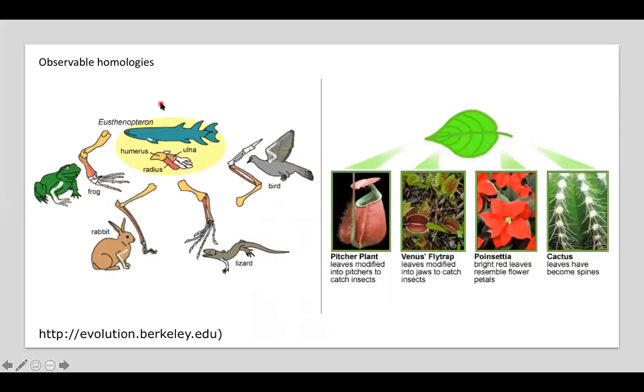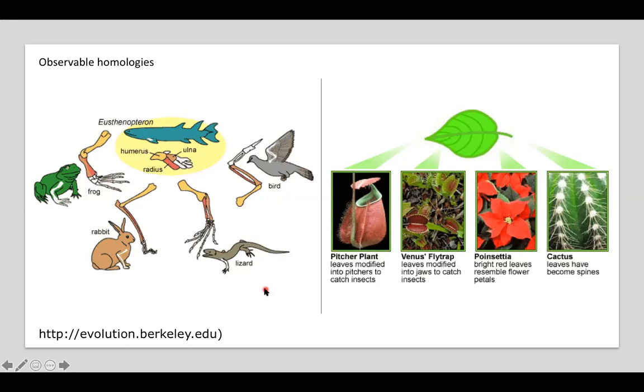He looked at animals and he said, right, here we have a bunch of animals. What do they have in common? Well, they've all got a backbone. They're all chordata. They all have this spinal column. What else do they have in common? Well, they all appear to have 4 limbs. They're tetrapods. Okay, so fish, frogs, rabbits, lizards, birds.